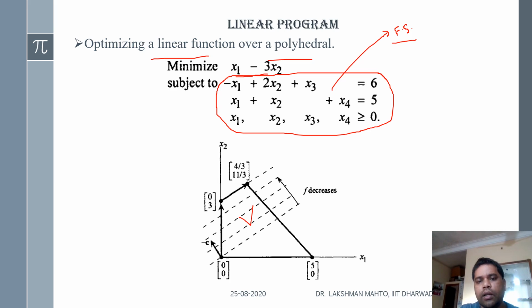Easily, from the graphical representation, we can observe it here. This is our feasible set, having a polyhedral nature, and the contour of the function is already drawn here. From the optimization perspective, we need to minimize the function. In order to minimize, we have to proceed in the negative direction of the gradient. What is the gradient of this function? It is a linear function, so we can easily find the gradient. The gradient is a vector with first coordinate 1 and second coordinate -3.